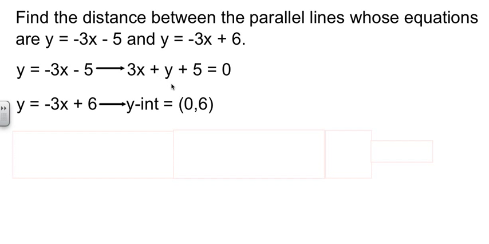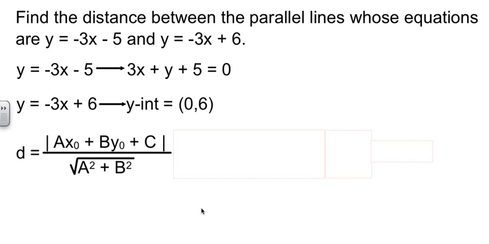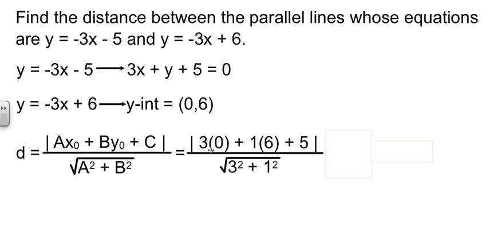Now I've got an equation and I've got a point I can plug into my favorite formula. So 3 times 0 plus 1 times 6 plus 5 all over the square root of 3 squared plus 1 squared. And it's 11 over the square root of 10, which my calculator came up with 3.479.